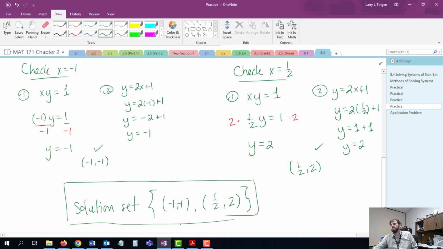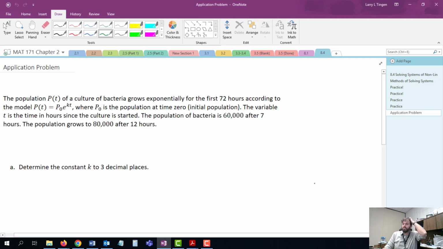All right, so systems of equations are not going to defeat us. We got this. The last problem in chapter 8 is an application problem, and what we're going to do is we're going to run into this equation. I'm going to write it up here at the top. It's an exponential equation. P of t is equal to P naught times e to the kt.